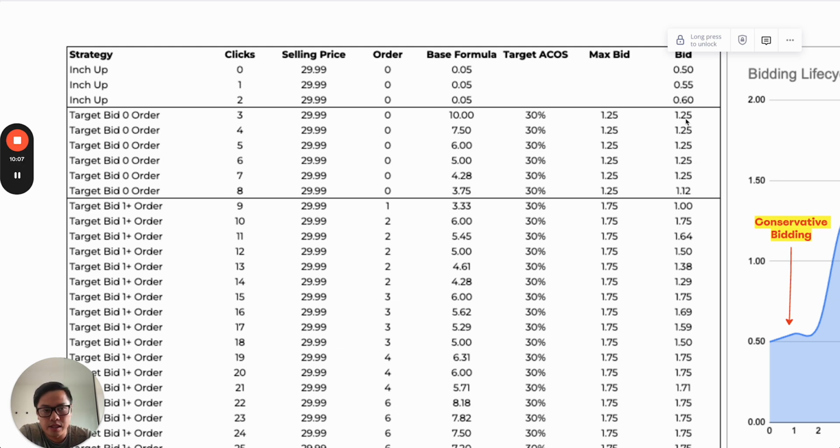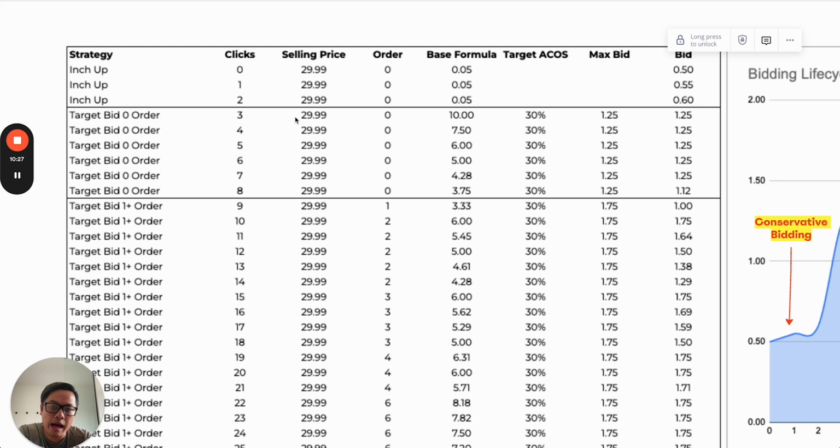So in this case, you can see that it's bidding $1.25, but as we gain more and more clicks, our base formula continues to drop. As our base formula drops, our bid is actually dropping. You can't see it here because of the max bid. However, this last click here, you can see revenue divided by clicks times 30% gives you $1.12.